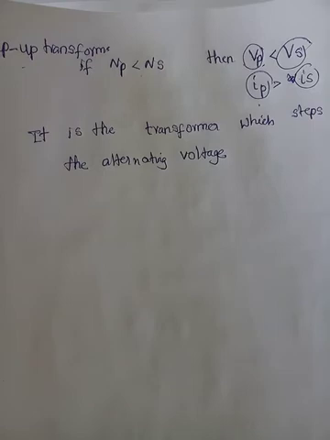We have two types of transformer, one is step up and the other is step down. Step up condition: Np is less than Ns, means it converts low voltage high current to high voltage low current. Step down, it decreases the voltage, means high voltage to low voltage, without changing its power, right?